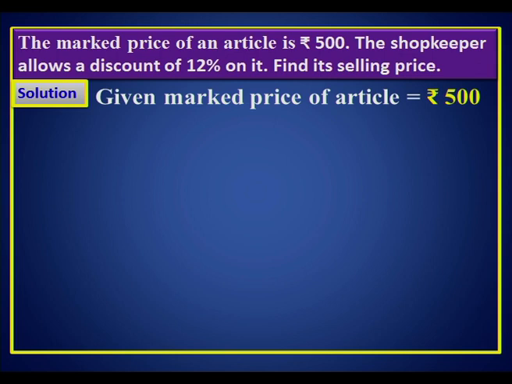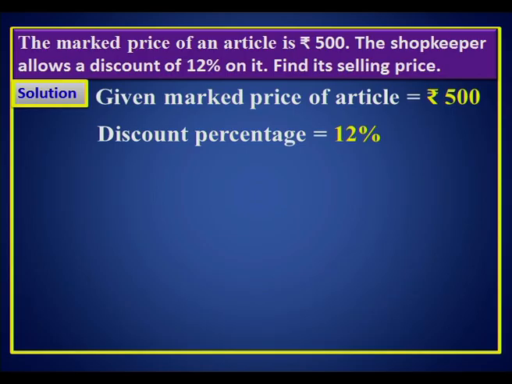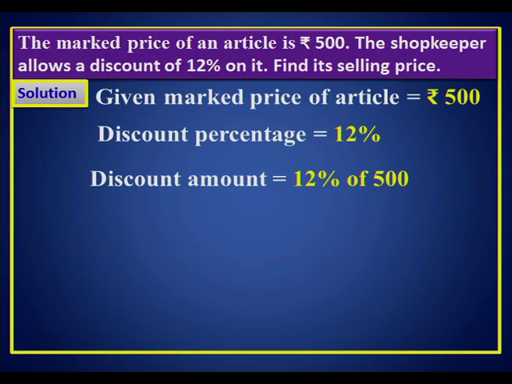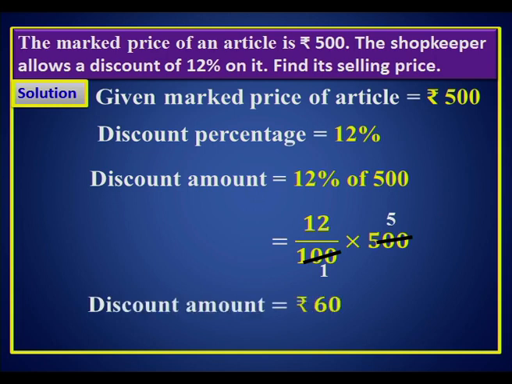Given mark price of the article is 500 rupees and what is the discount percentage? 12%. Now, we need to find the selling price. So, discount amount will be 12% of this 500 rupees. Okay. So, 12% is 12 by 100 into 500. Now, we can cancel 100 and 500 as shown, that is 100 goes one time in 100, whereas in 500 it goes 5 times. So, what is left, children? 12 into 5, which is 60 rupees. That means, the discount amount is 60 rupees.